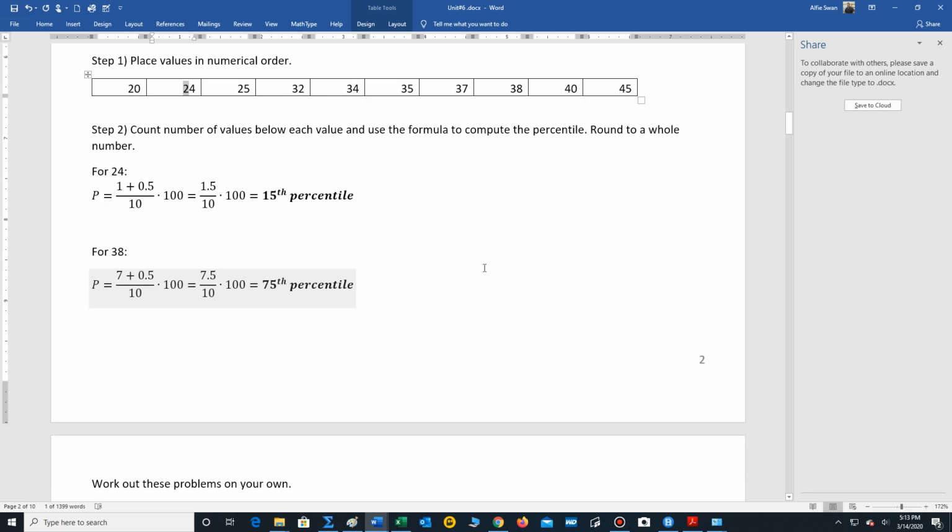For 38, we just count the number of values below 38. It turns out that there's 7, and we still have 10 data values, so we insert those numbers into our percentile formula and compute, and using our order of operations, we should end up with 75, so 38 is in the 75th percentile.